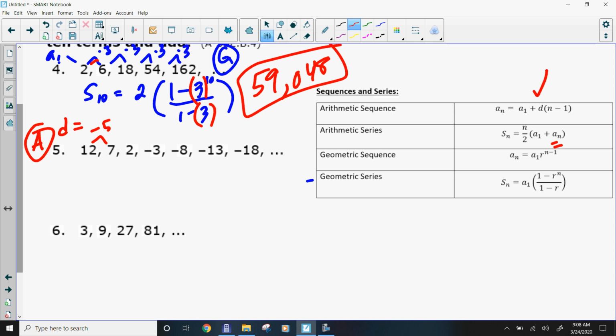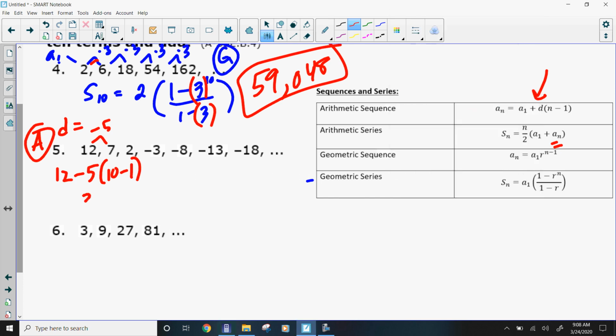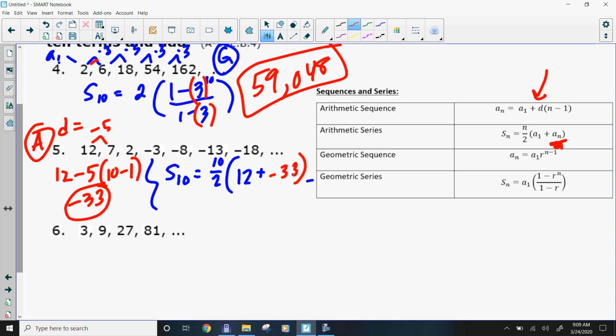So to know the 10th number, we actually have to use this formula first. To find the 10th number, it's going to be the first number, 12, minus 5, parentheses, 10 minus 1. So the 10th number in that list would be negative 33. So we're going to have to use that in this spot right here. So part 2 is the sum of the 10 numbers is equal to 10 divided by 2, and then the first number, which is 12, and then we're going to add the 10th number, which is negative 33. And then that all goes into the calculator.